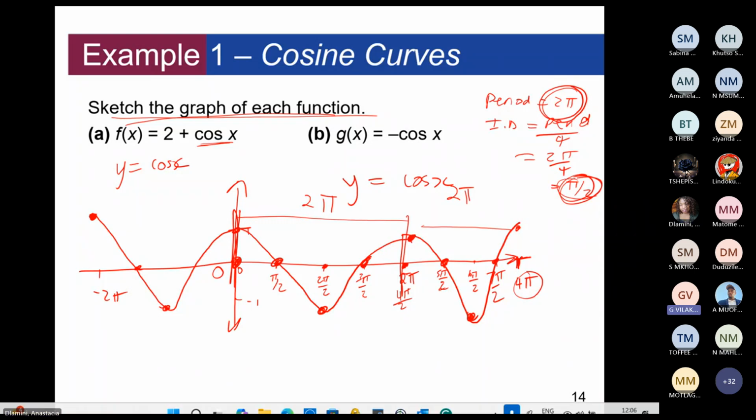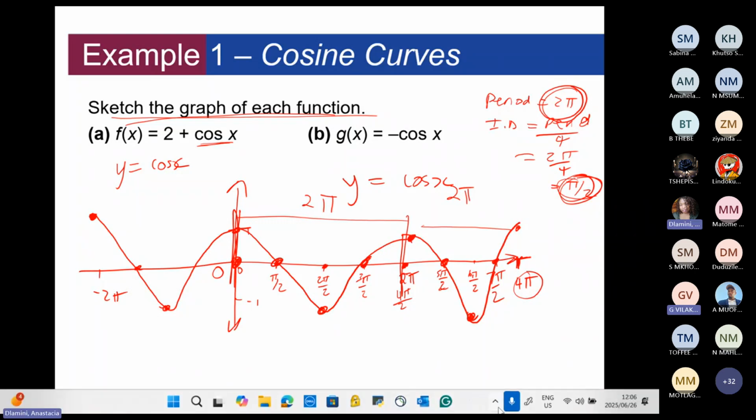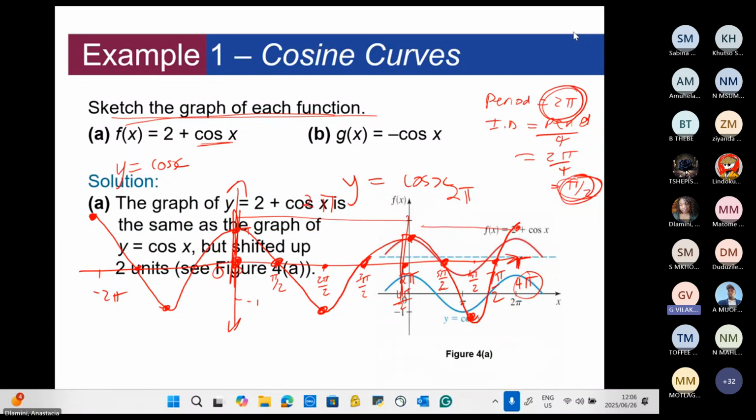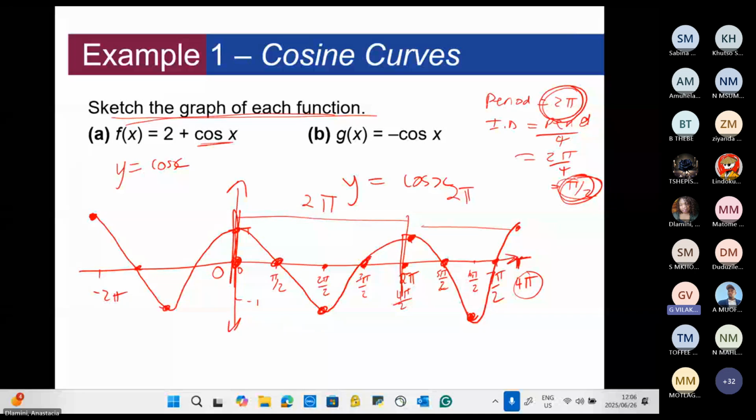Ma'am, can I ask? Yes. Can you start from negative pi and then go to, what is it, positive 3 pi? Because it's 2 periods, right? Oh. So from negative pi to positive what?